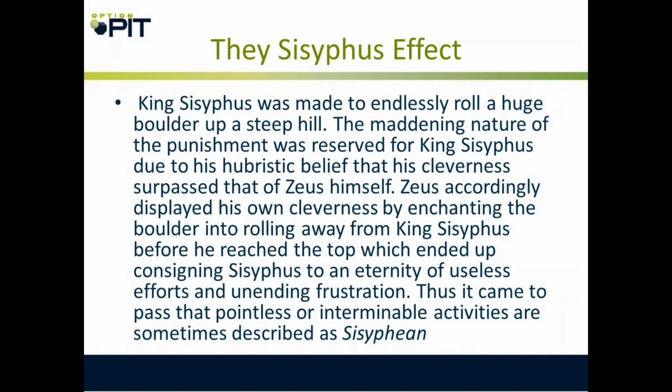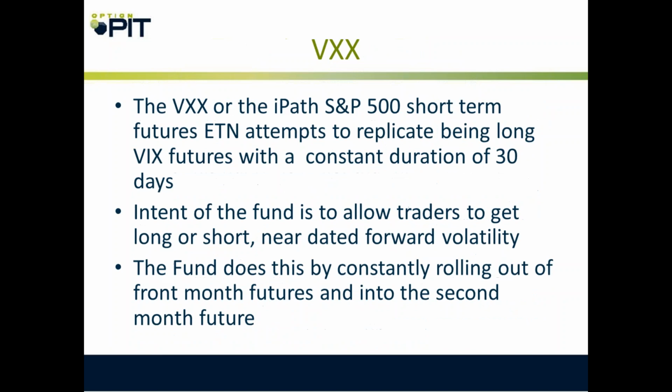Zeus accordingly displayed his own cleverness by enchanting the boulder to roll away from King Sisyphus before he reached the top, which ended up consigning Sisyphus to an eternity of useless efforts and unending frustration. Thus, pointless or interminable activities are called Sisyphean.